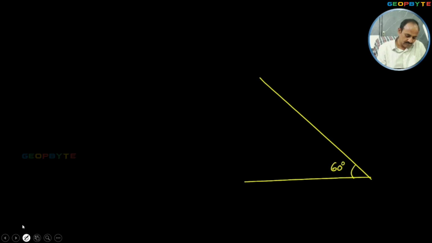Look at the weight. The weight is acting vertically downwards by magnitude mg. Let me mark the normal reaction. This is the normal reaction line. Then this is the 60 degrees.